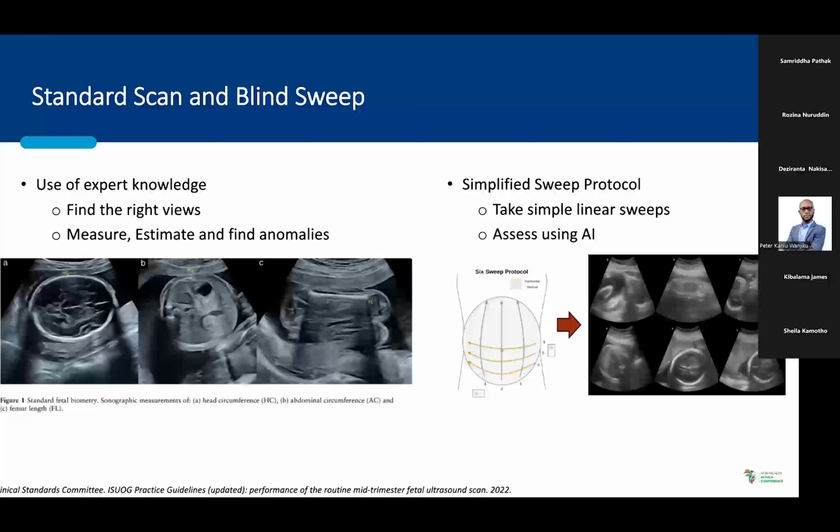Just to reinforce again, with a standard scan you use expert knowledge to find the right views and measure, estimate, and find anomalies from the right views. With simplified protocols you take linear sweeps, capture everything along the way, and you could assess the anomalies as well as measure using AI, or you could also take the opinions from the experts to find the anomalies.